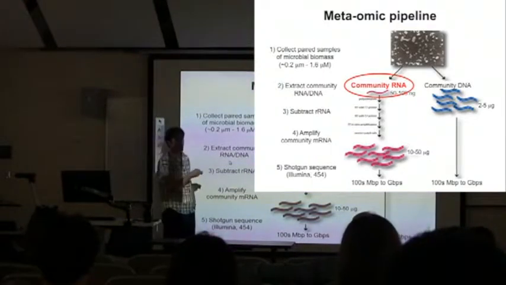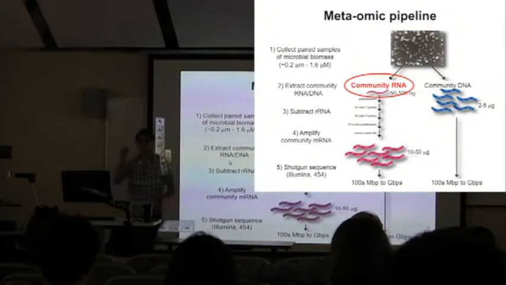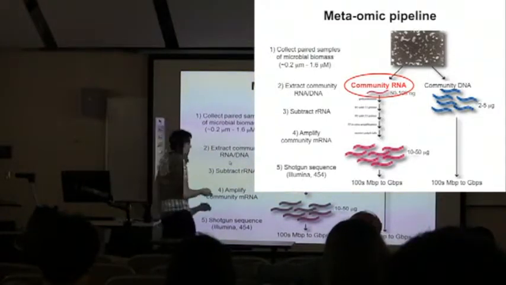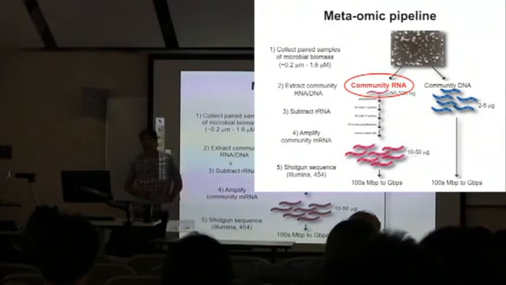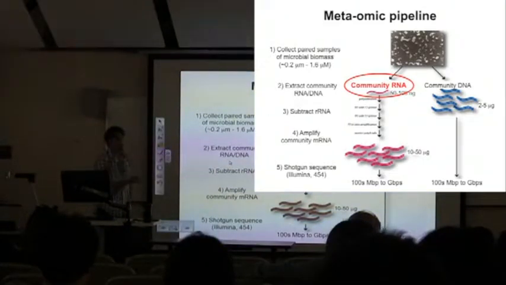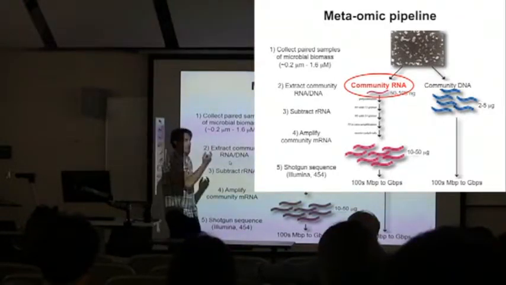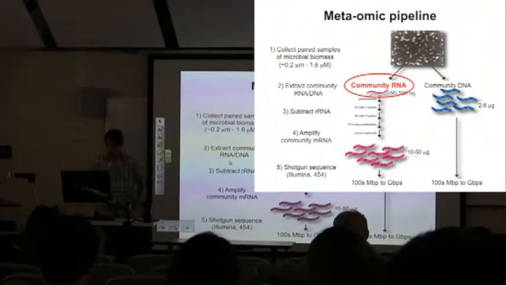You chop that up, you fragment it, so you lose the connection between an individual gene and the genome that it came from. And then you sequence it. Right? So you end up with tens of millions of sequences potentially, maybe even more than that. Short fragments of genes, short fragments of transcripts that we then try to make sense of.